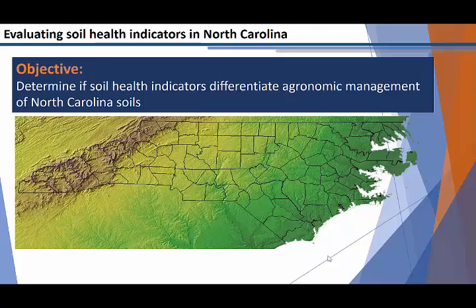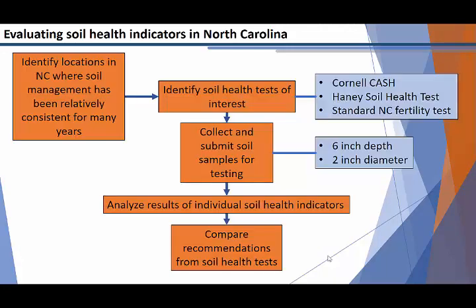And this is a physiographic map of North Carolina that I'll go into more detail later. But as I said before, I focused on the agronomic aspects of soil health management in North Carolina. Our objective for that research was determining if soil health indicators can differentiate agronomic management in North Carolina. And this is just a quick diagram of how our research was structured.